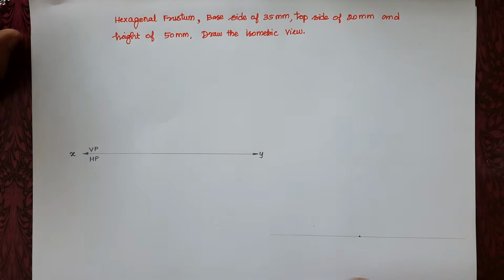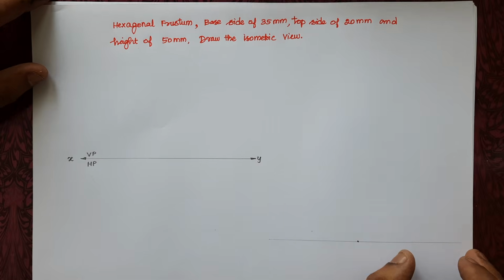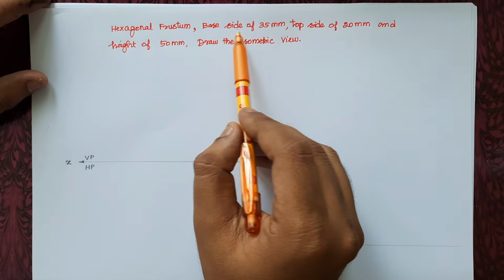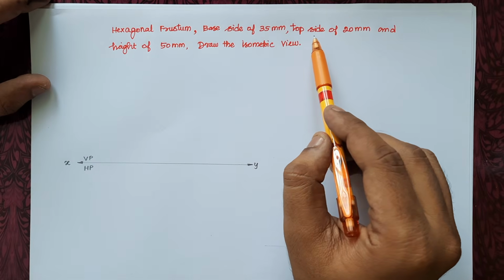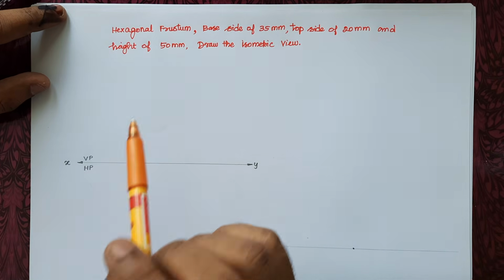Hello, in this video we are going to see how to draw the isometric view of a hexagonal frustum. The hexagonal frustum has a base side of 35 mm and a top side of 25 mm, and a height of 50 mm. Draw the isometric view.